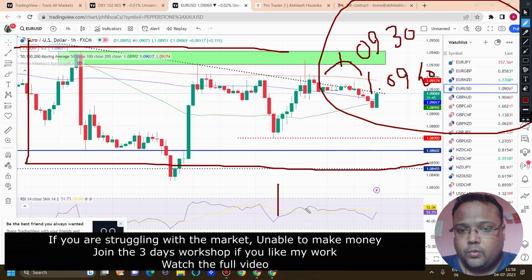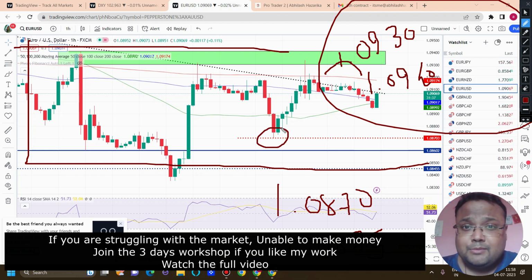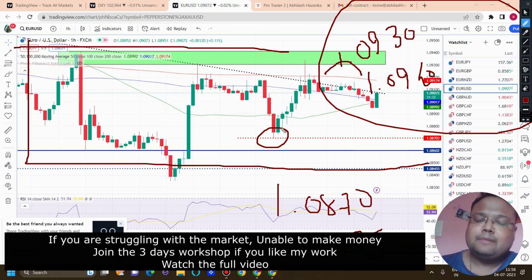On the other hand, if the market starts falling, then we have 1.0870 to 1.0875. This is the support. Under normal circumstances, this is not a proper support, but right now in this market situation, there's a high chance that the market will get some support around this area.